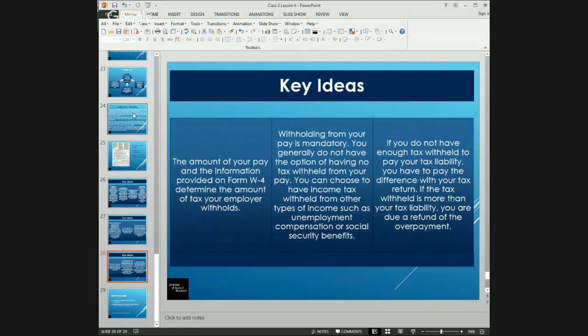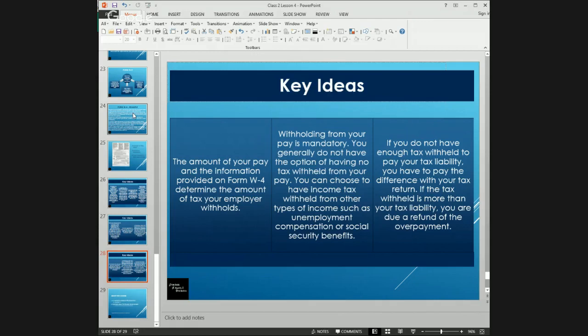You generally do not have the option of having no taxes withheld from your pay. You can choose to have income tax withheld from other types of income, such as unemployment compensation and Social Security benefits. If you do not have enough tax withheld to pay your tax liability, you'd have to pay the difference with your tax return. If the tax withheld is more than your tax liability, then you would receive a refund. So again, if you've paid into the account throughout the year at a rate that is higher than what is required, you will receive a refund.